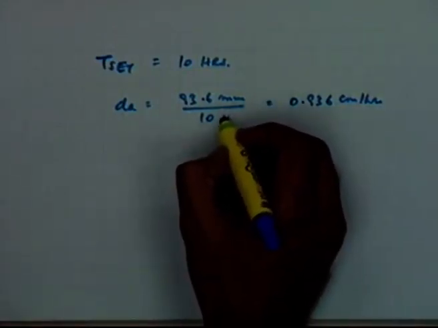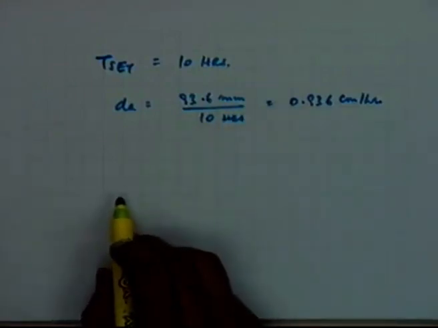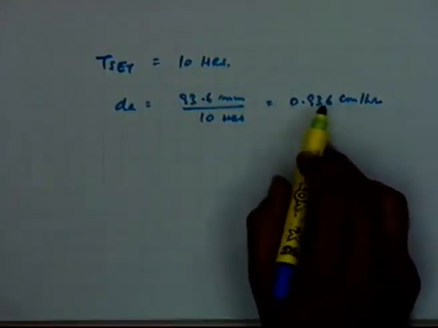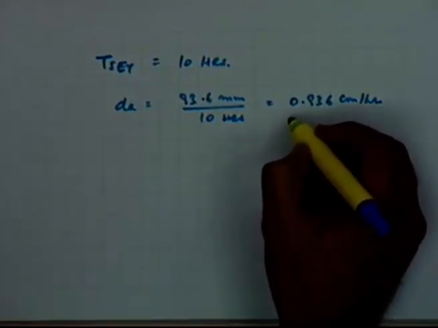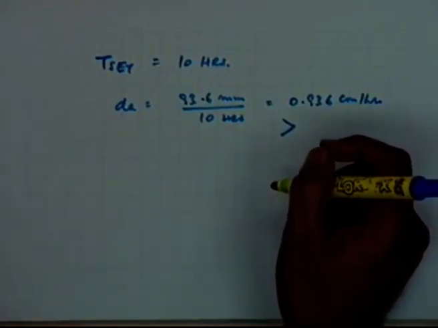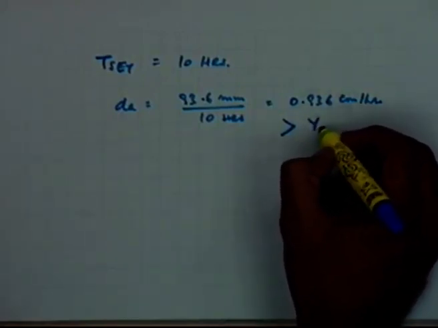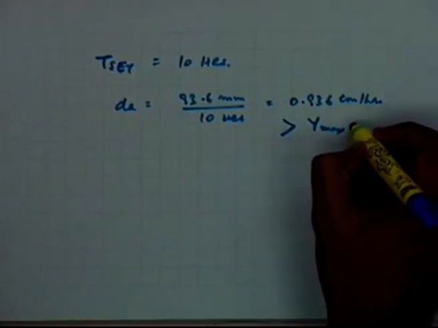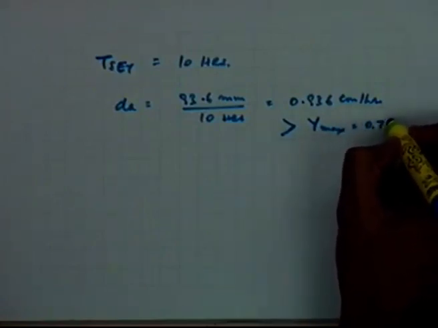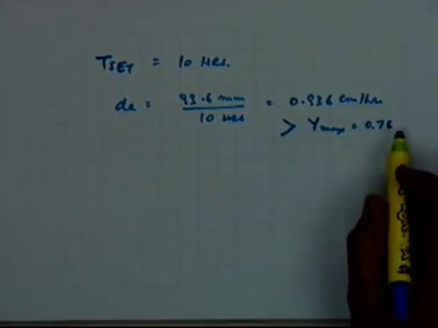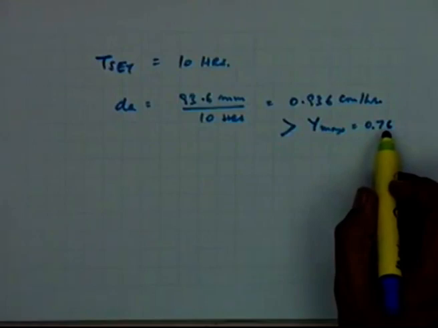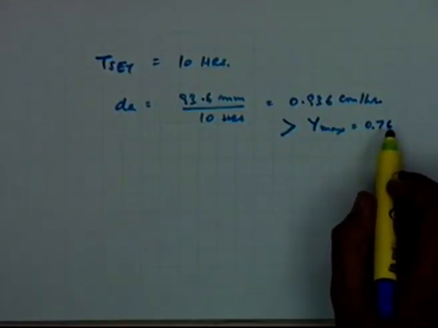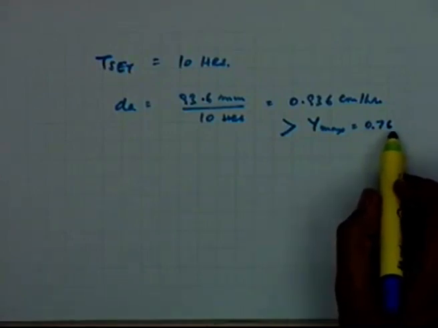Because this is 10 hours. Now this rate is the rate of application of water onto the soil. We can check it against the permissible rate of application. The permissible rate, Y maximum, was mentioned at the beginning as part of the data: Y maximum is 0.76. So the maximum rate which is applicable, which you should confine your rate to, is 0.76 centimeters per hour.